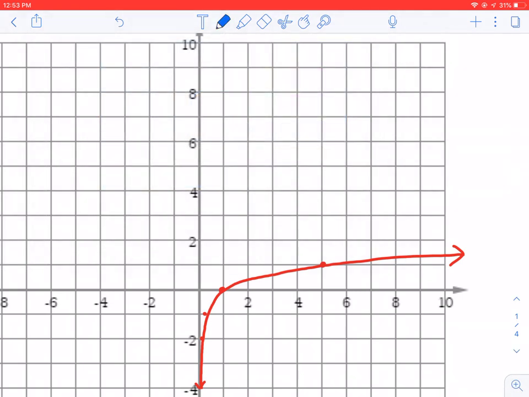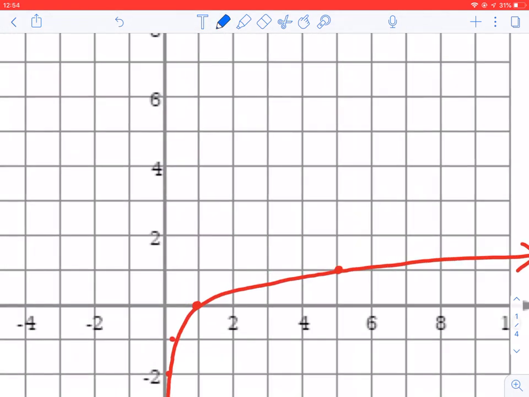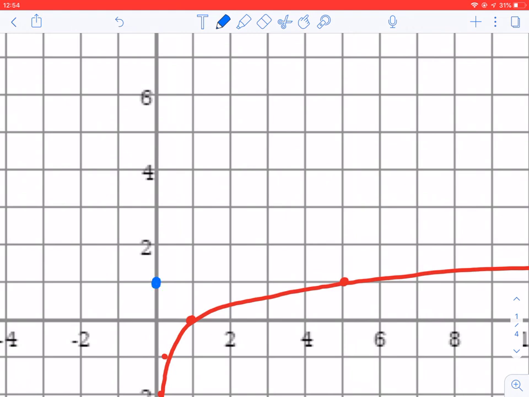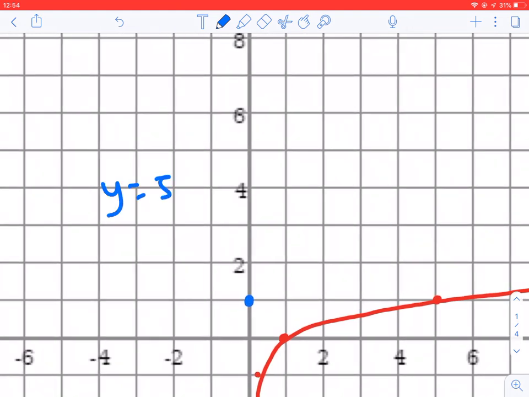And if you think about its inverse function, y equals 5 to the x, well, let me graph that real quick. I'm going to graph y equals 5 to the x. It's the inverse.